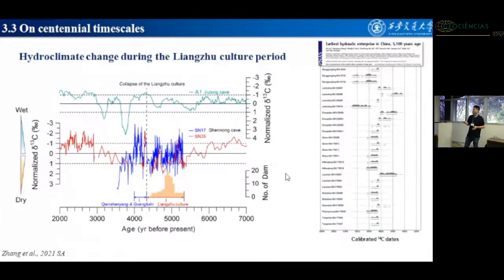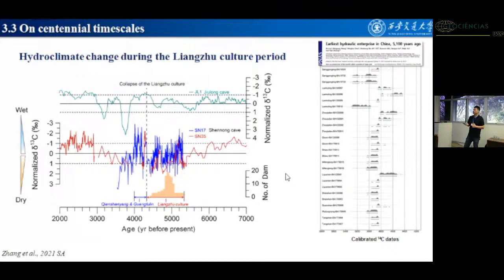We look closely at this period. We use carbon isotopes here because carbon and oxygen isotopes are positively correlated during this period, and to avoid other effects on the oxygen isotope, we use the carbon isotope.